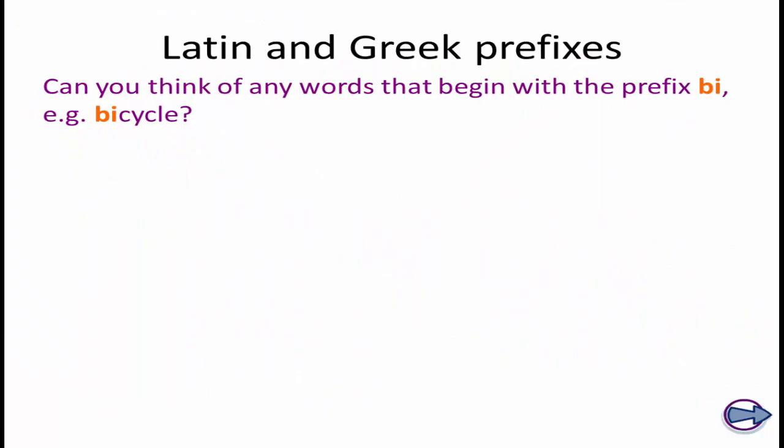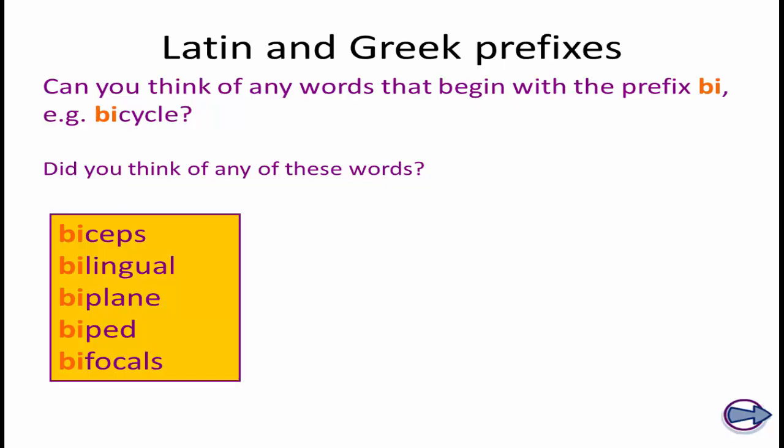Can you think of any words that begin with the prefix bi? Bi means two. Yeah, bicycle. And did you think of any of these words? Biceps, bilingual, which means speaking two languages, biplane, biped, and bifocals. What does bi mean? It means two or twice.